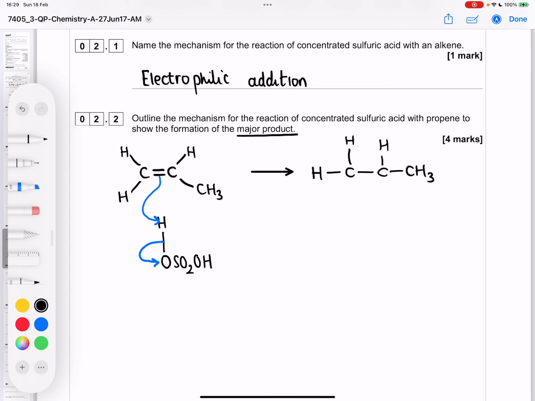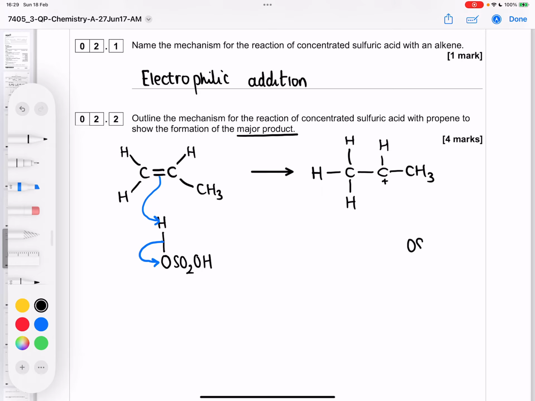Now if we're going to draw the major product, we need to put the carbocation in the place that would be most stable. So the highest number of carbons attached, we can see that the left-hand carbon has only 1 carbon attached, but the right hand has 2. So we're going to put the plus on the right-hand carbon as a secondary carbocation intermediate, which means that the hydrogen will be on the left. This is the correct carbocation intermediate.